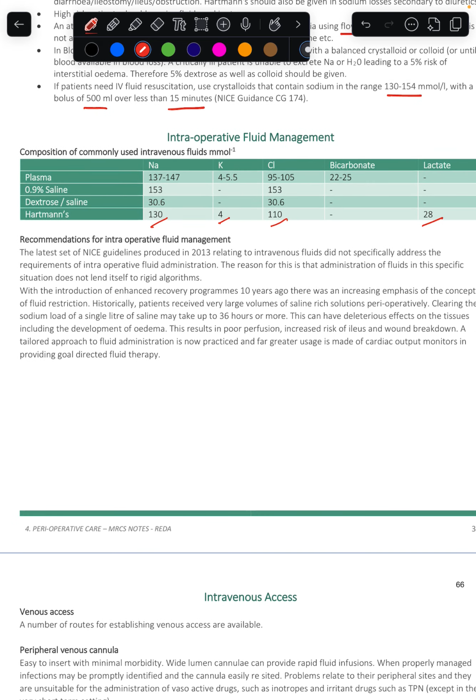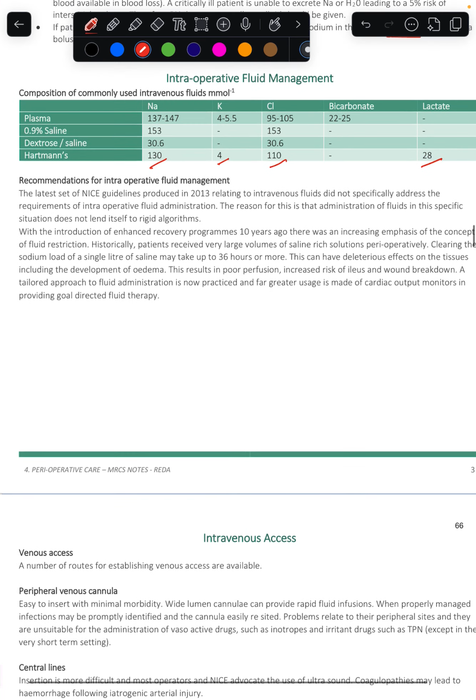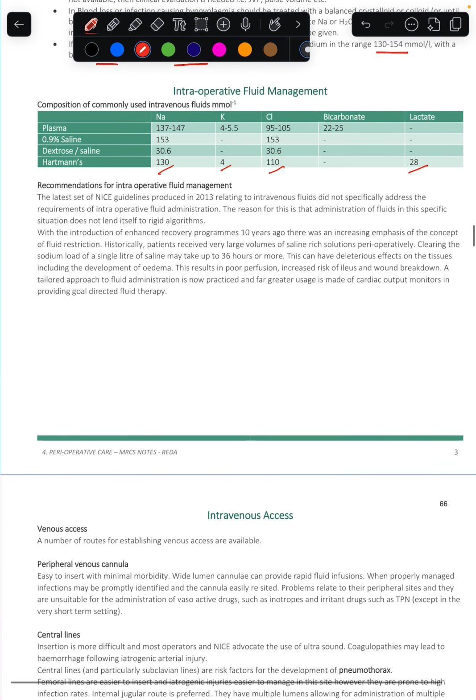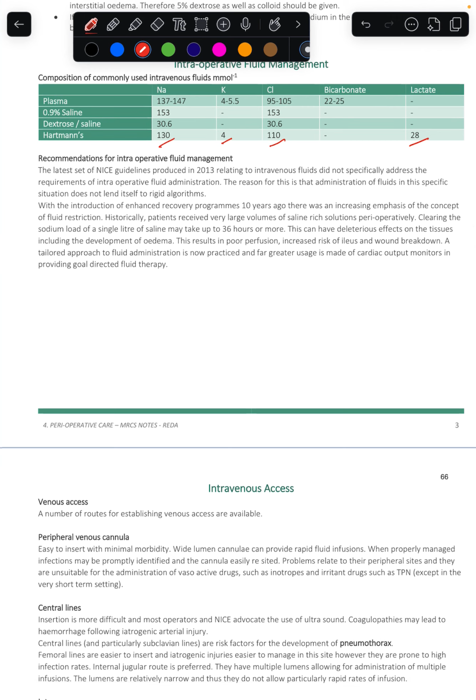Recommendation for intraoperative fluid management: special attention is required intraoperatively. The reason is that administration of fluids in a surgical setting does not lend itself to rigid algorithms. With the introduction of enhanced recovery programs 10 years ago, there was increasing emphasis on fluid restriction. Historically, patients received large volumes of saline-rich solutions perioperatively. Clearing the sodium load of a single liter of saline may take 36 hours. This can have a deleterious effect on the tissues, including development of edema. This results in poor perfusion, increasing the risk of anastomotic breakdown. A tailored approach to fluid administration is now practiced, guided by cardiac output monitors.